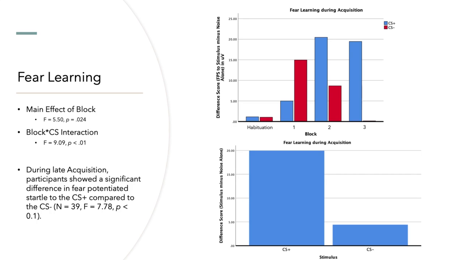The top graph presents difference scores between the CS plus cue and noise alone in blue, as well as the CS minus cue and noise alone in red. We can see that participants are showing fear learning during acquisition, as evidenced by their increasing fear potentiated startle to the CS plus cue. Furthermore, in the bottom, we see that during late acquisition, participants showed a significant difference in fear potentiated startle to the CS plus compared to the CS minus cue.